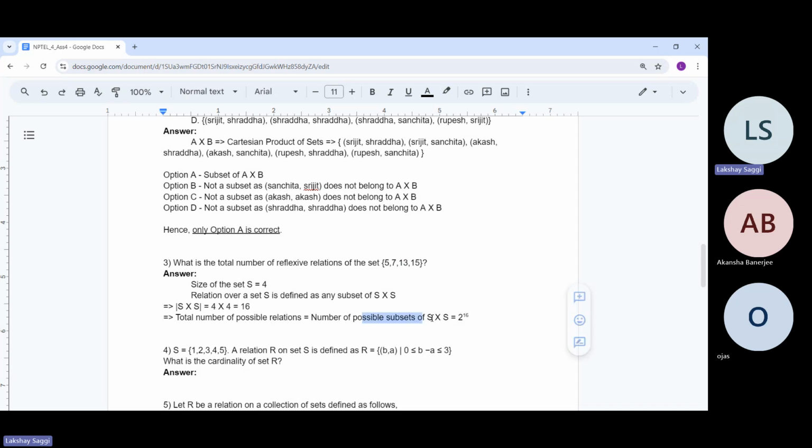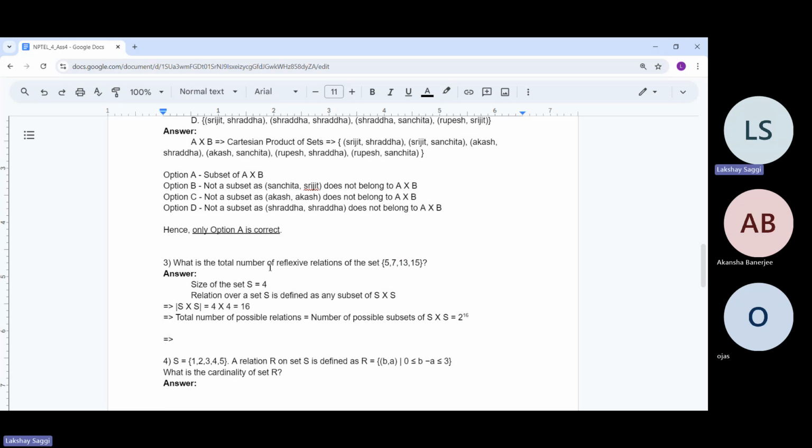The number of possible subsets of S cross S: there are 16 elements in S cross S. And this we have covered earlier when we were discussing power sets, that the number of possible subsets of a set X is just 2 to the cardinality of X. Here the set X is S cross S, and the cardinality of S cross S is 16. So this is the number of possible subsets. And now what we want is the number of reflexive relations.